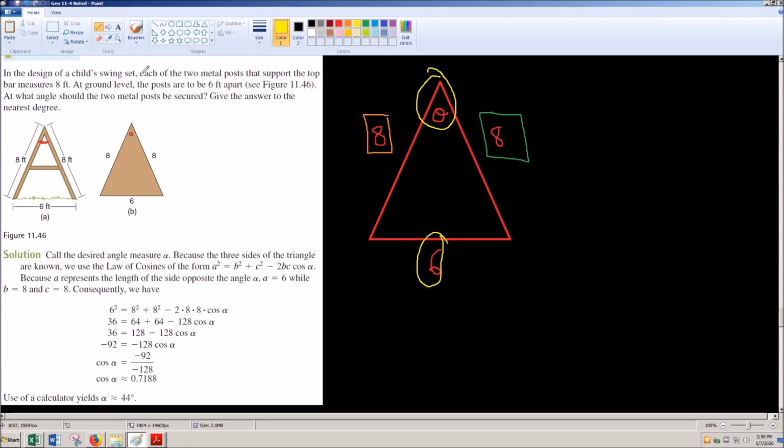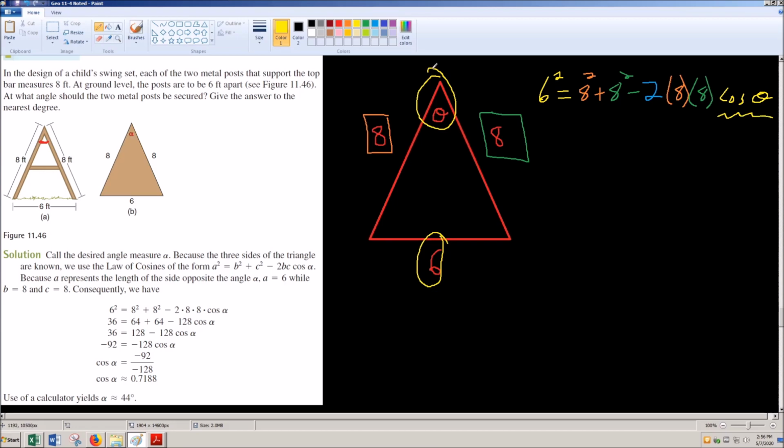So the setup here is going to be 6 squared is equal to 8 squared plus 8 squared minus 2 times 8, and now here I'm going to say cosine of theta. I don't know why I'm using yellow here. I should have used another color. It's the one constant, it's annoying, right? Because I don't want to use the same color because then it gets confusing. So I don't know. It is what it is. So I want to solve for cosine of theta.